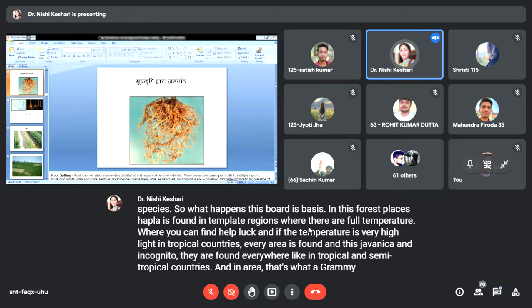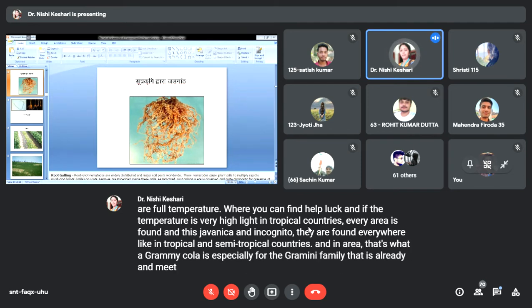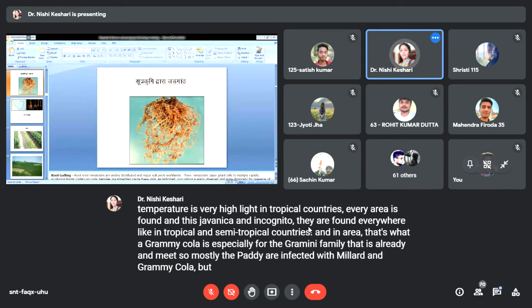Graminicola is especially for the Gramineae family, that is paddy and wheat. So mostly paddy is infected with Meloidogyne graminicola, but sometimes it may be seen on wheat also.